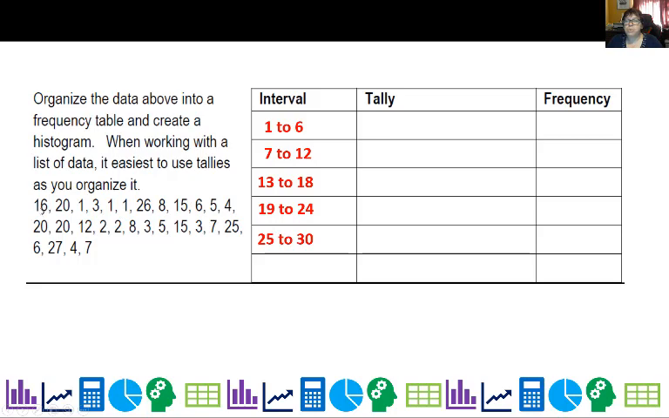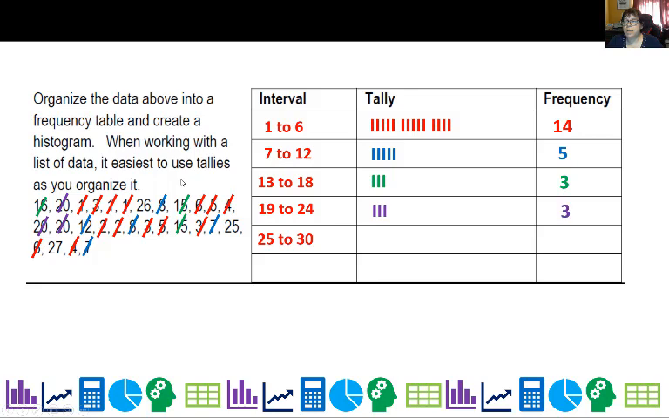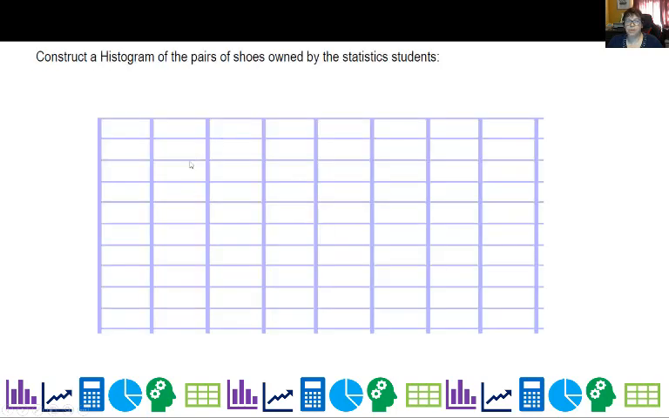So we just go through and count everything that's from 1 through 6, and we found that there were 14 of those. Then we count anything from 7 to 12, and I found 5 data points for that. 13 to 18 is 3 data points. 19 to 24 is another 3 data points. And then 25 to 30 is another 3 data points. So there they are. Now we can finally construct our histogram.